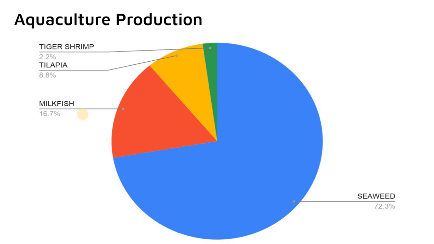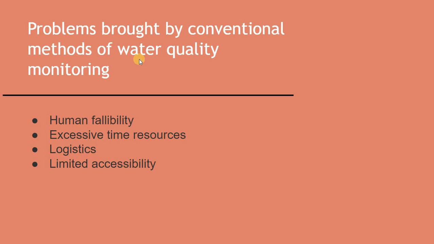Water quality monitoring is important in maintaining healthy and productive aquaculture. However, conventional methods of water monitoring bring about problems such as human fallibility, excessive time resources, logistics, and limited accessibility.